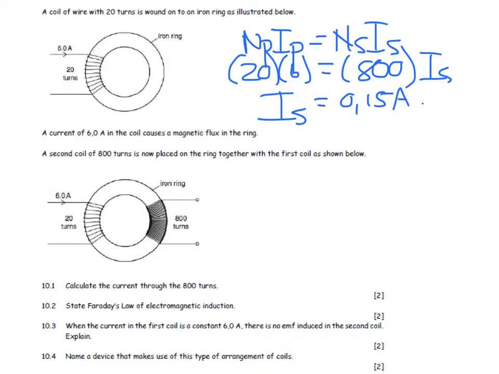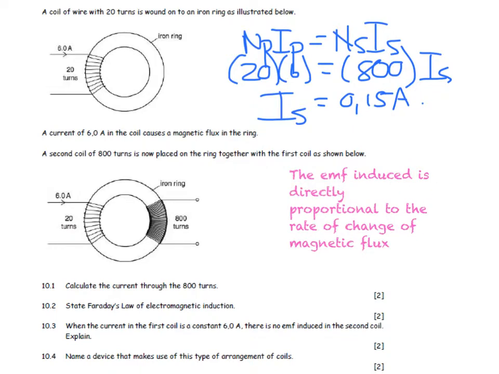State Faraday's law of electromagnetic induction. Right, that's bookwork: the EMF induced is directly proportional to the rate of change of magnetic flux. When the current in the first coil is a constant 6 amps, there's no EMF induced in the second coil. Why? Because we have to have alternating current. In order to induce a current, I must have a change in magnetic flux, and a constant 6 amps is not changing and therefore will not induce a current. What is this the system of? It is used in transformers.